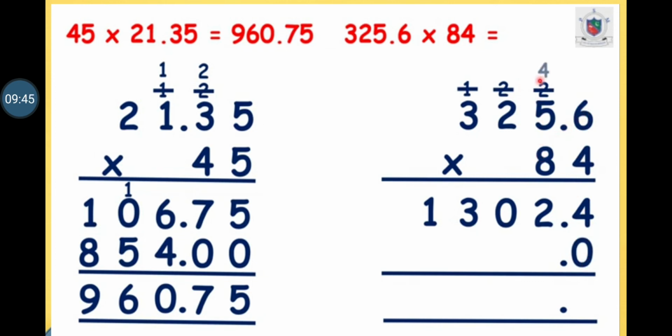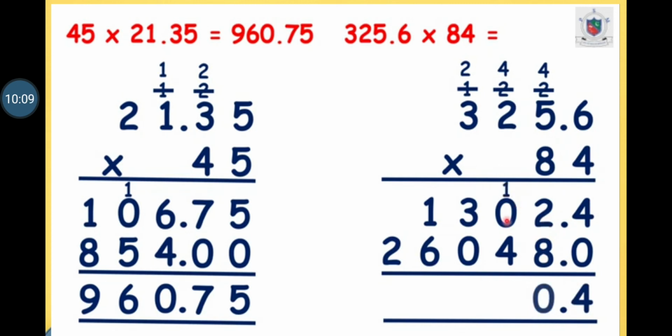Now take the second digit. 8 times 6 is 48. 4 will be carry forward. 8 times 2 is 16 plus 4 is 20, and 8 times 5 is 40 plus 4 is 44. And then we have to multiply the next numbers. And dear students, at the end, we have to add the products.